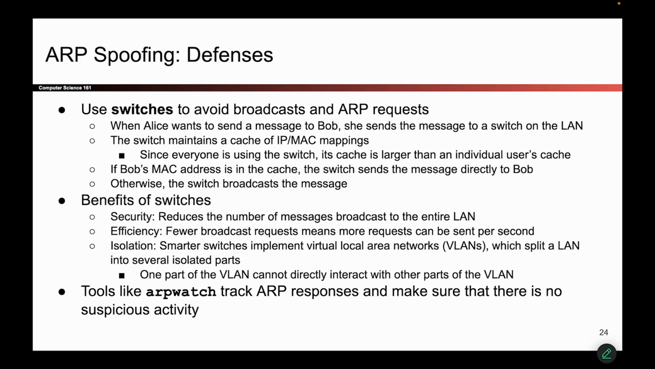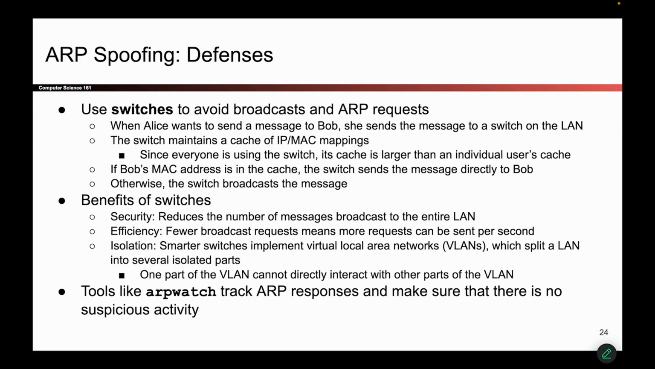But hopefully, because the switch is maintaining a larger cache, because it's handling everyone's requests, this might reduce the amount of broadcasting that has to be done. And this might reduce the frequency of opportunities for ARP spoofing attacks. So you can try to use smarter switches to help you with this. So not something we'll talk about in too much detail, but it is something you can do to change the structure of your local network so that fewer broadcast requests have to be made.